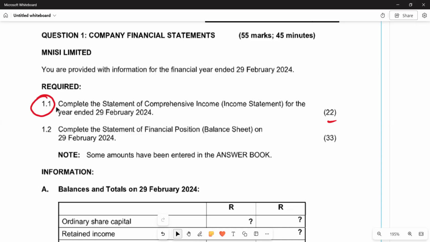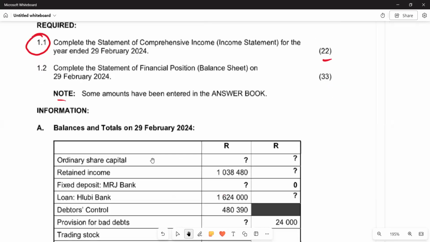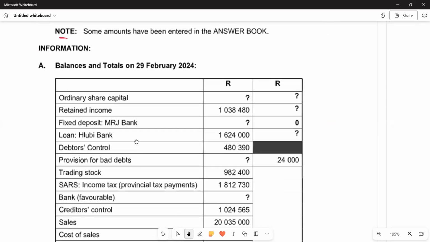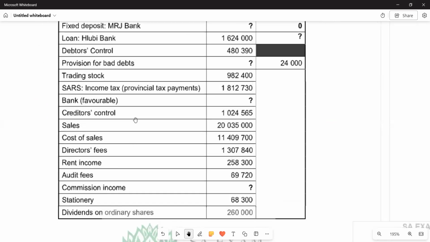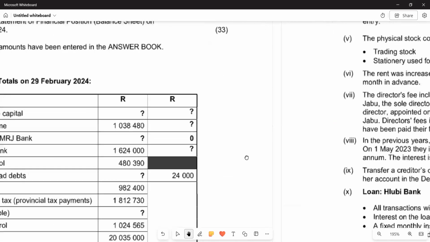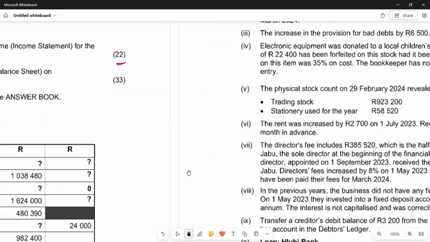So going down the question, we've got a note which reads some amounts have been entered in the answer book. Then we're given information, first part, information A, we're given balances and totals on 29th February 2024. These are the balances that we are given, here's a list going down. Then we've got our next page. You need to go through all the information before you start to answer the question.